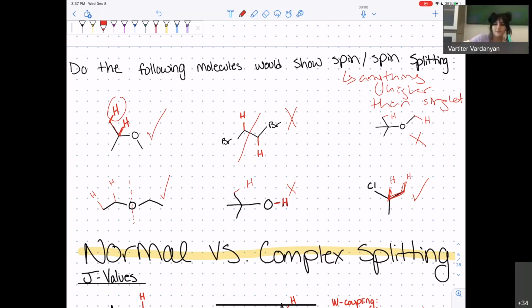Okay, cool. Wait, so to confirm, when it's symmetrical, the two hydrogens that are symmetrical to each other, they don't count as neighbors? No, so if the hydrogens are homotopic or symmetrical, they don't count as neighbors. They are just one signal. Right. That's a good question.